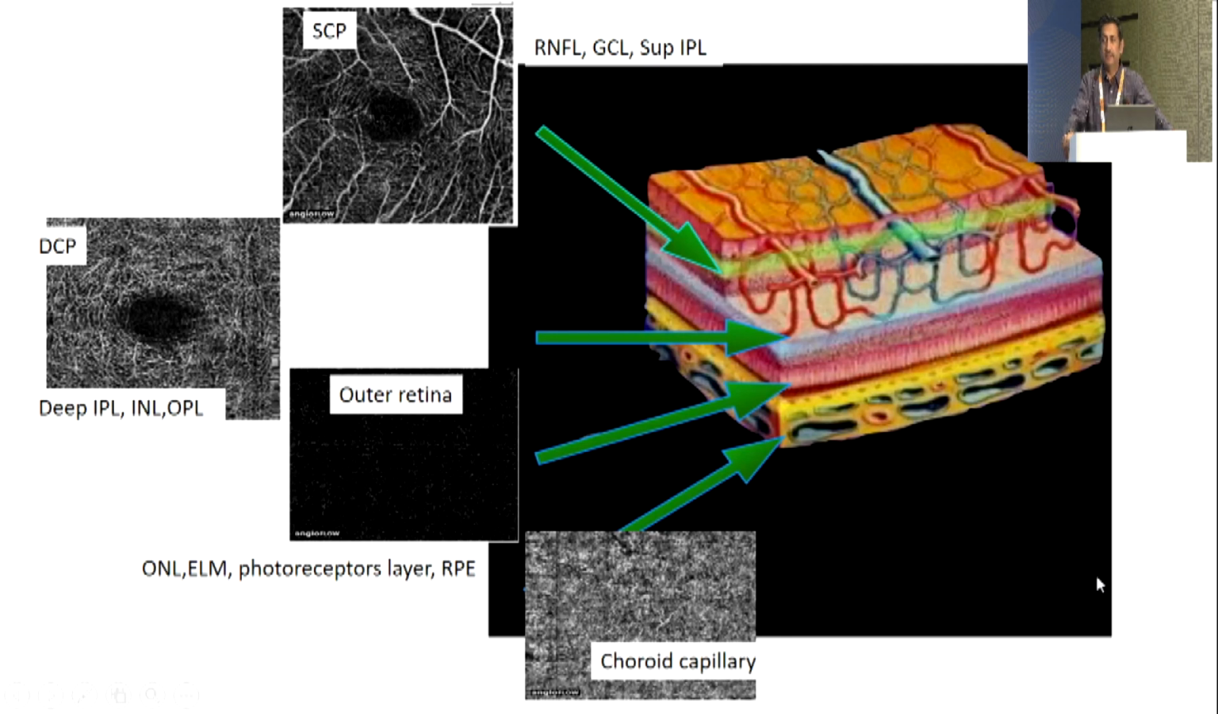So basically this is the way the vasculature is segmented. You get 4 layers: the superficial capillary plexus, deep capillary plexus, outer retina, and the choroid capillary. Outer retina usually does not have any vasculature. Any vasculature seen there is abnormal.